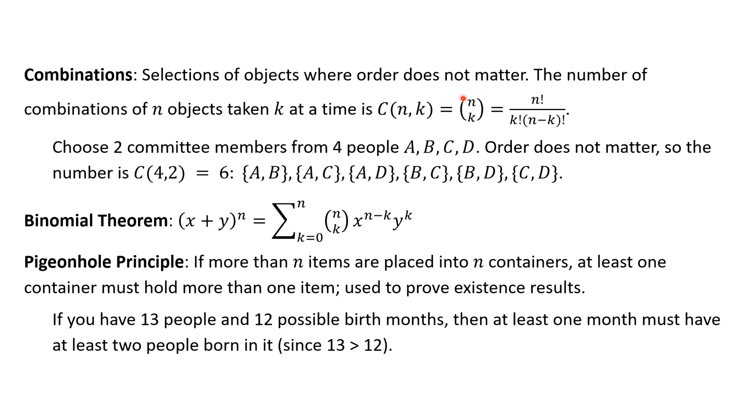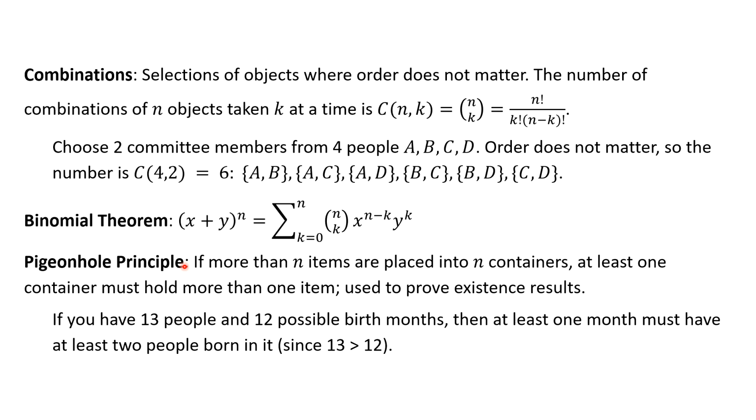This entity here, this n choose k, appears in the binomial theorem. So I point that out because we'll see this in some cases. This is from basic algebra, but the combinatorial combination thing appears in the formula.